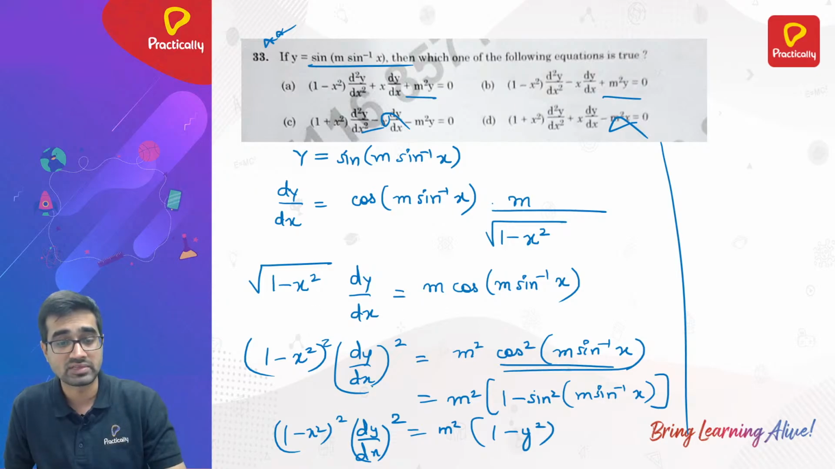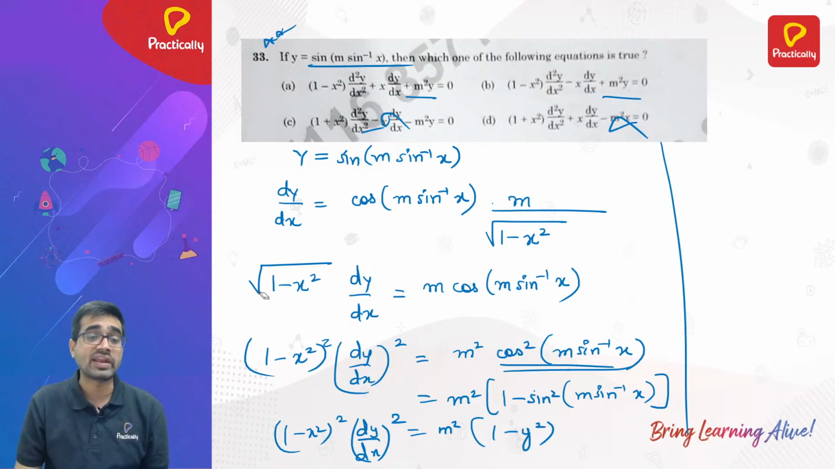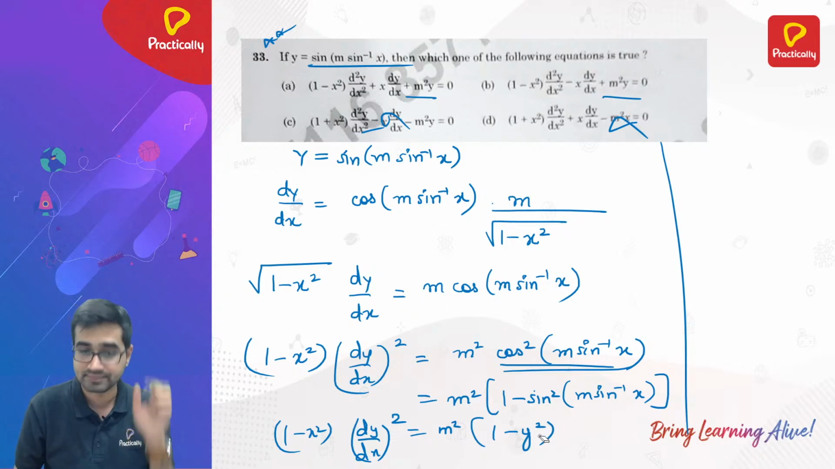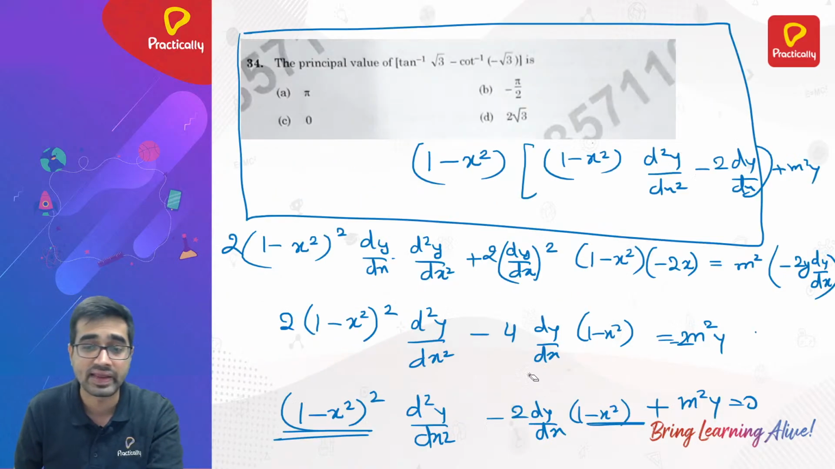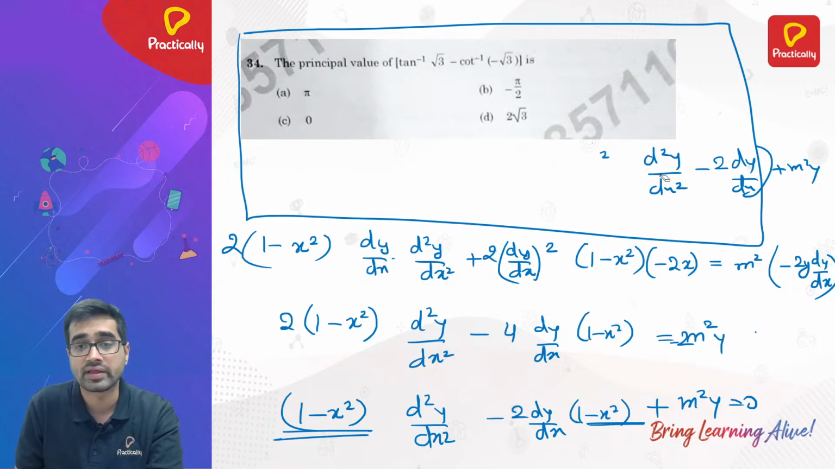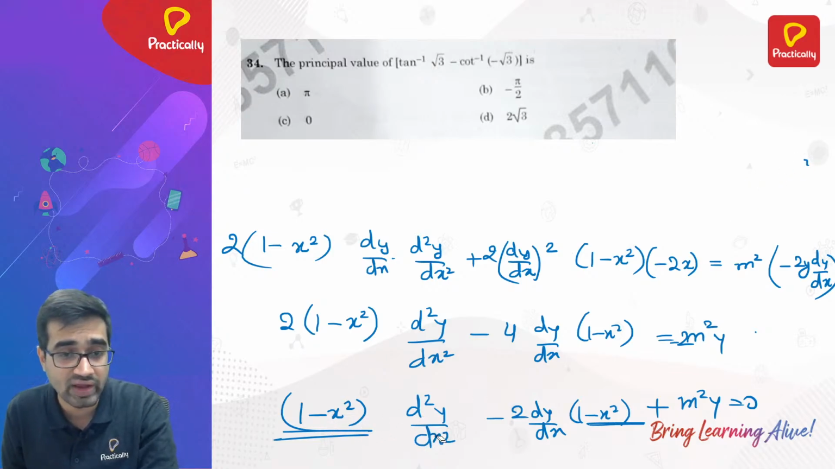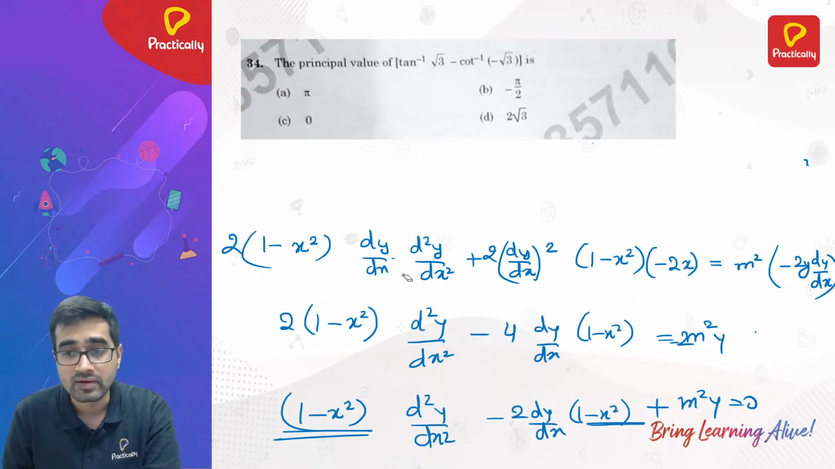Sorry. See my mistake. I am so sorry. When I squared this, I forgot that it is already a root. So why am I writing a square? My mistake. I realized it now. There is no square here. There is no square here. Solved it. Found the error. So now it is 1 minus x square d square y by dx square. Okay.